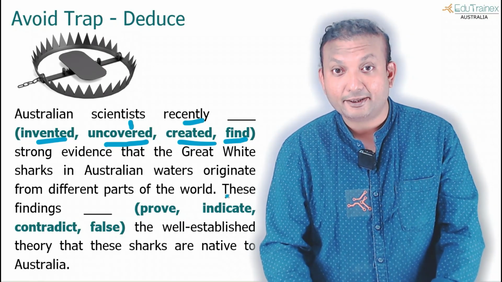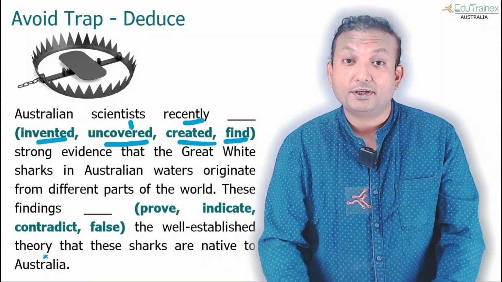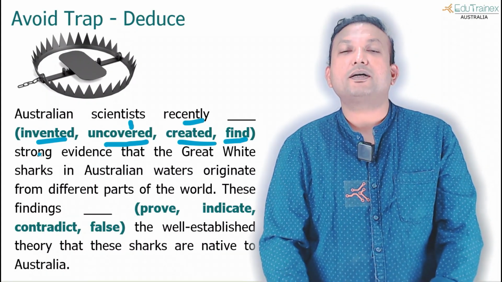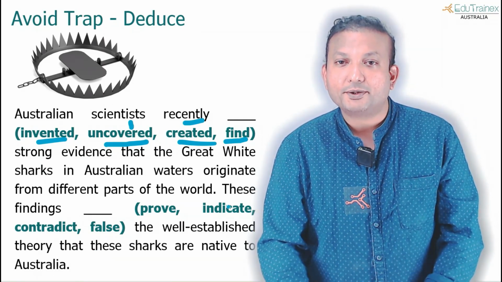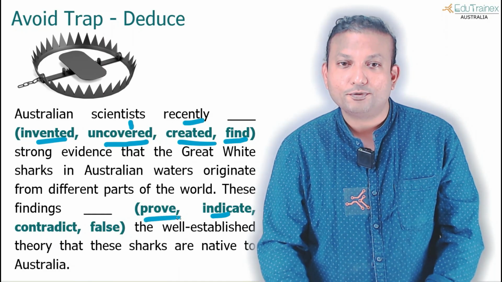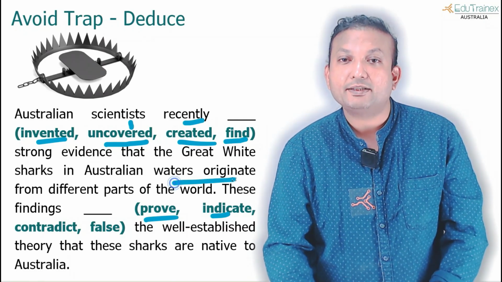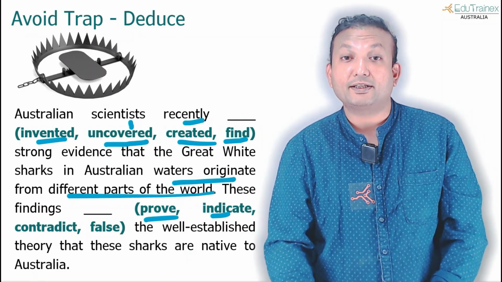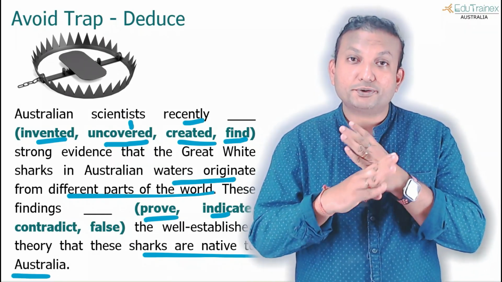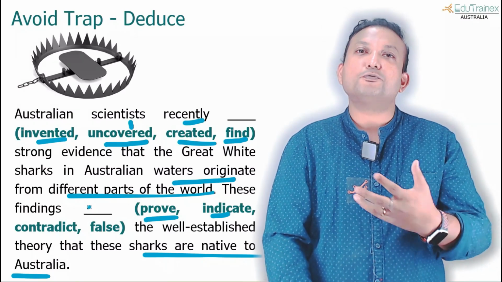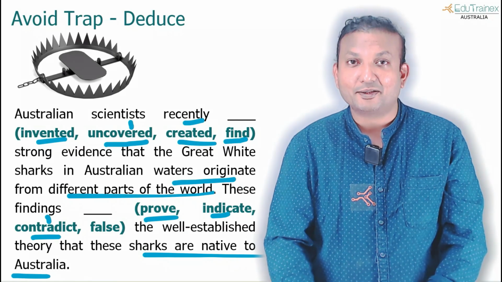Now let's read the second blank. These findings blank the well-established theory that these sharks are native to Australia. Now, if you don't read and understand the first part of the paragraph, you will make a mistake in the second part. Most of the people try to select indicate or prove the well-established theory. But if you take a close look, see what the recent evidence was: originate from different parts of the world. And the well-established theory was they are native to Australia. They are talking about opposite things, not the same thing. So how can it be prove or indicate? It has to be a negative word. And that is how you can avoid the trap and select the best answer in this way.